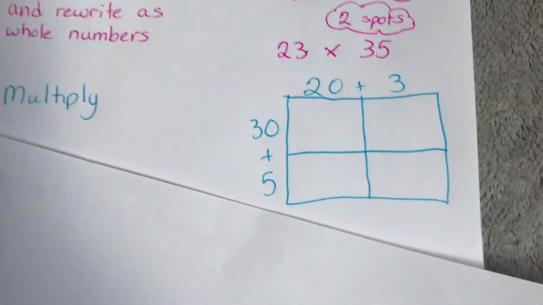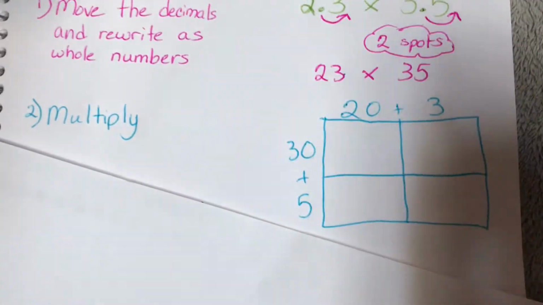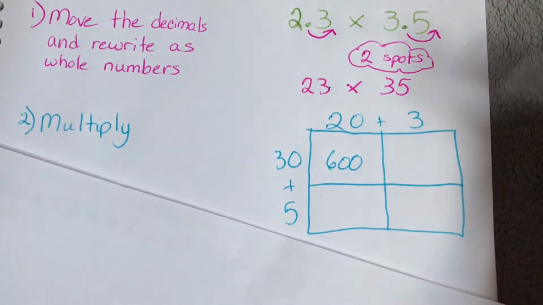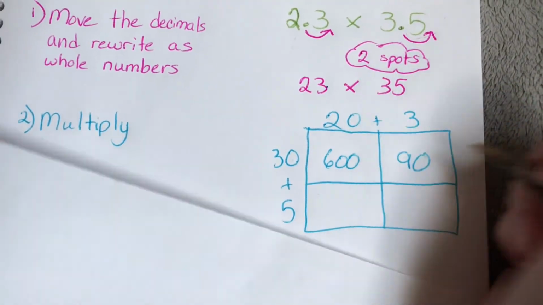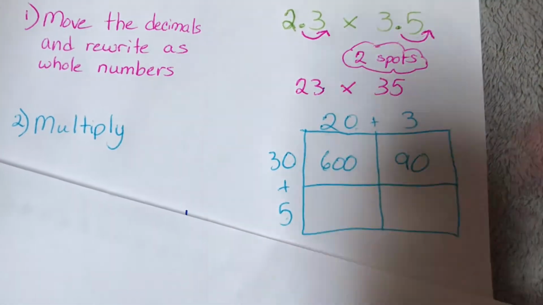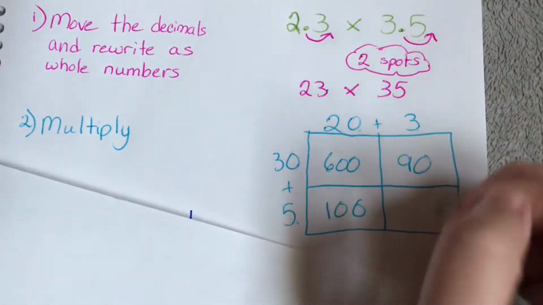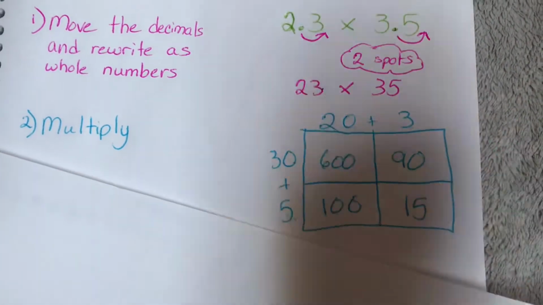So now we fill in the box. 20 times 30 is 600. 30 times 3 is 90. 20 times 5, 100. And 5 times 3 is 15.